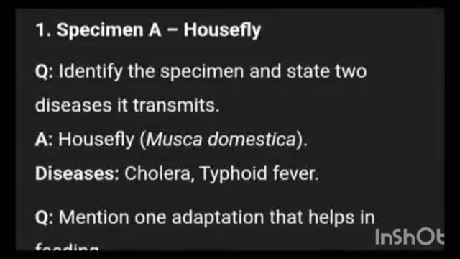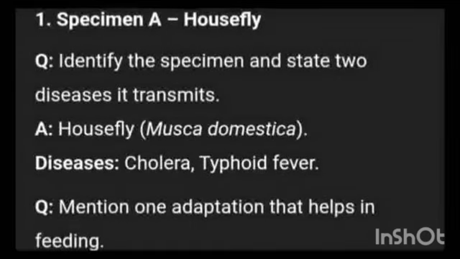Alright, specimen A here, a housefly. The scientific name for the housefly is Musca domestica. It says identify the specimen and state 2 diseases it transmits. It's a housefly. Diseases that it transmits include cholera and typhoid fever.